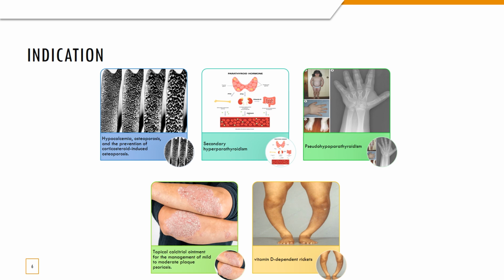In 2009, the FDA also approved a topical calcitriol ointment, and this is for the management of mild to moderate plaque psoriasis. There are some off-label uses for calcitriol. This usually includes type 1 vitamin D dependent rickets and pseudo-vitamin D deficient rickets. Sometimes the off-label use for the topical ointment also can be used for psoriasis in children and adolescents.